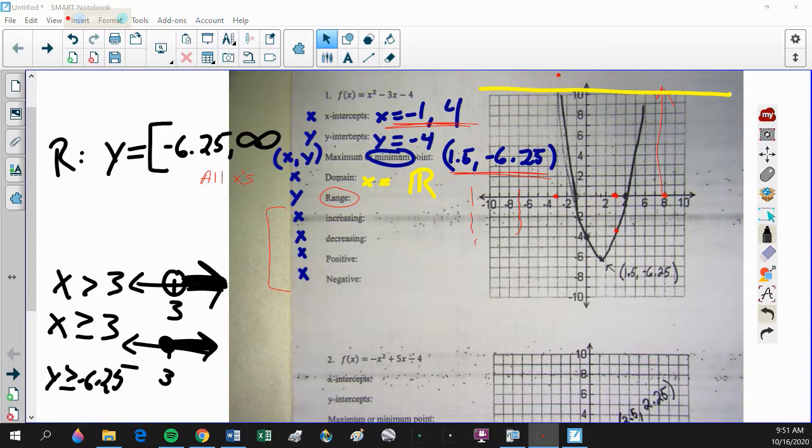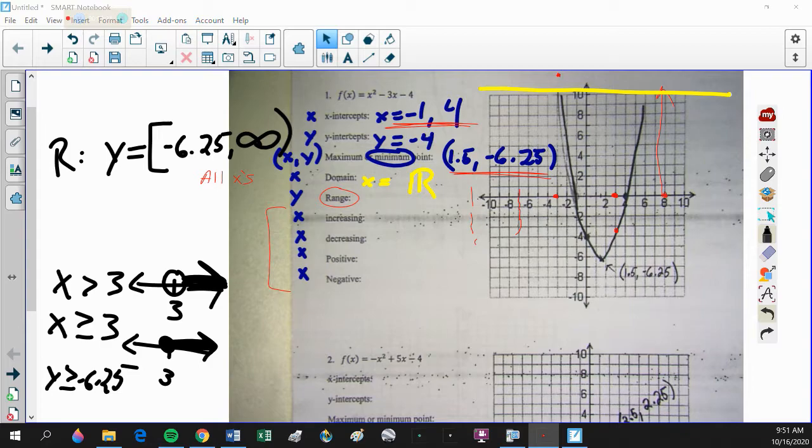Okay, and then does infinity count? Can we actually reach infinity? No, so we always put open on infinity. That's just how we do it. Okay. Now, here's another place where people get confused.